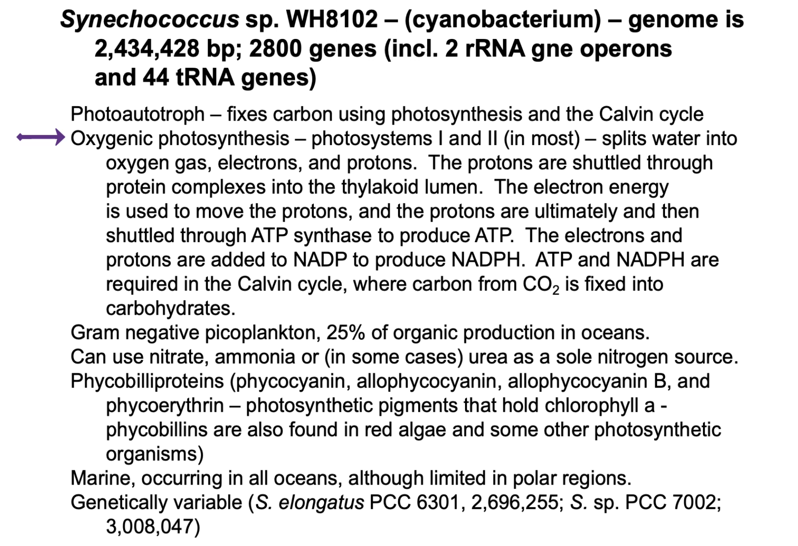The electron energy is used to move the protons, and then the protons ultimately are shuttled through ATP synthase to make ATP. And the electrons and protons are added to NADP to make NADPH or NADPH2. And then ATP and NADPH2 are used in the Calvin cycle to produce carbon compounds, to fix the carbon. And the 2 photosystems actually evolved separately in 2 different lines of organisms, and then came together in cyanobacterium. So that's a completely different story.